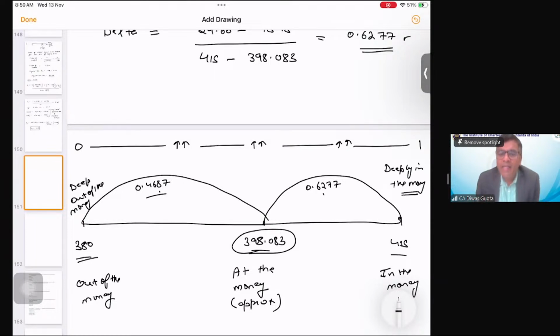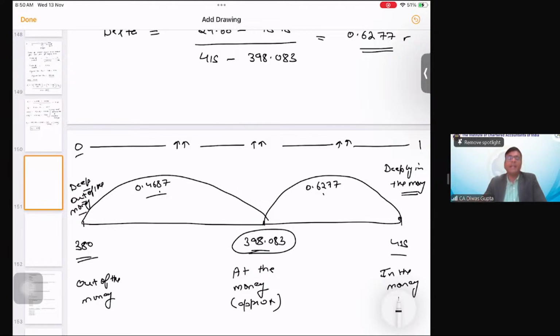So if it is deeply in the money, what will happen? For every 1 rupee increase in the spot price, the premium will also increase by 1 rupee. You're getting my point? For deeply out of the money, what does it mean? For any increase in the spot price, premium will not increase because it is deeply out of the money. It is at 300. So if the price from 300 becomes 320, do you think the premium will get calculated? The answer is no, because still it is deeply out of the money.